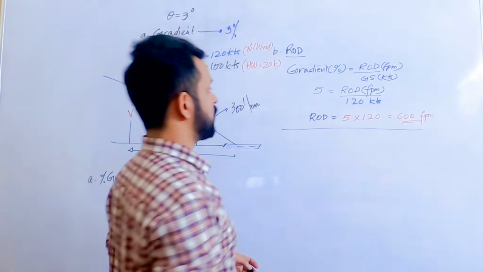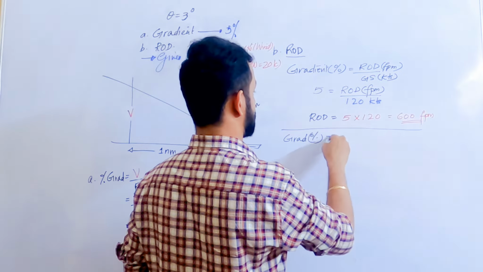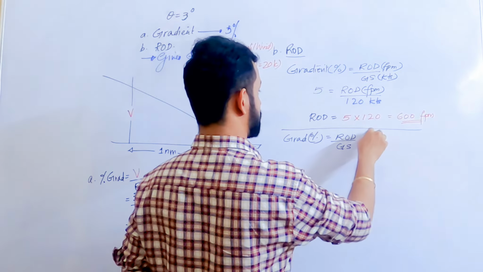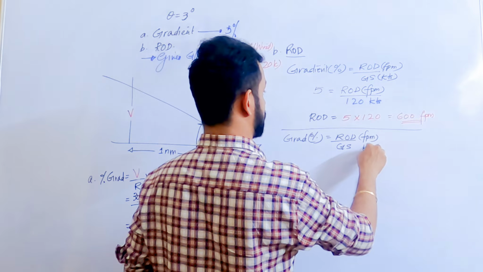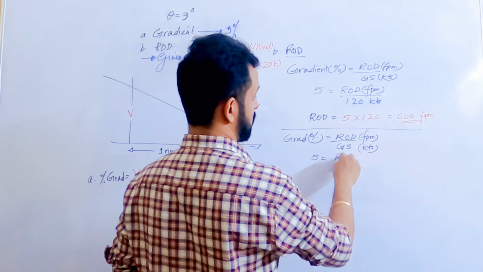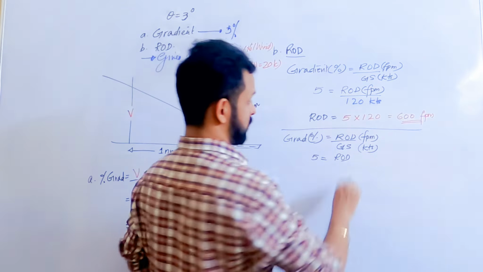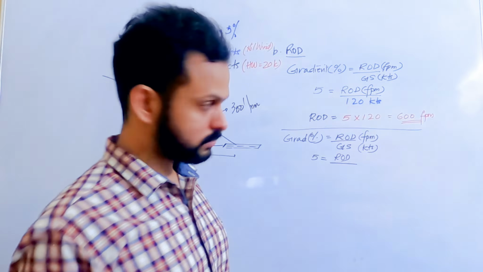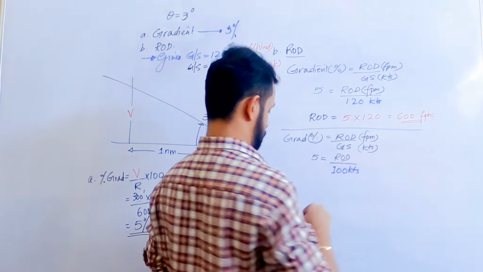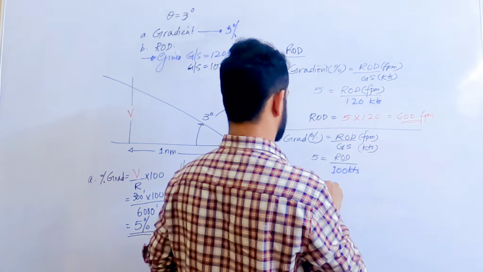But doesn't matter. How do you find out rate of descent now? Gradient in percentage is rate of descent by ground speed. Rate of descent in feet per minute over ground speed in knots. Therefore, what is your gradient? That's 5. Why is it 5? Because you are on the 3 degree glide slope. What is the ground speed now? Ground speed is now 100 knots. Therefore, what is your ROD again? ROD is now 500 feet per minute.